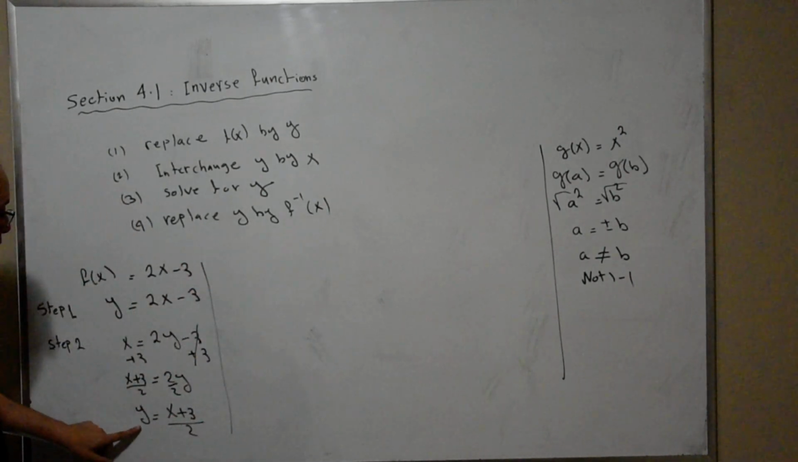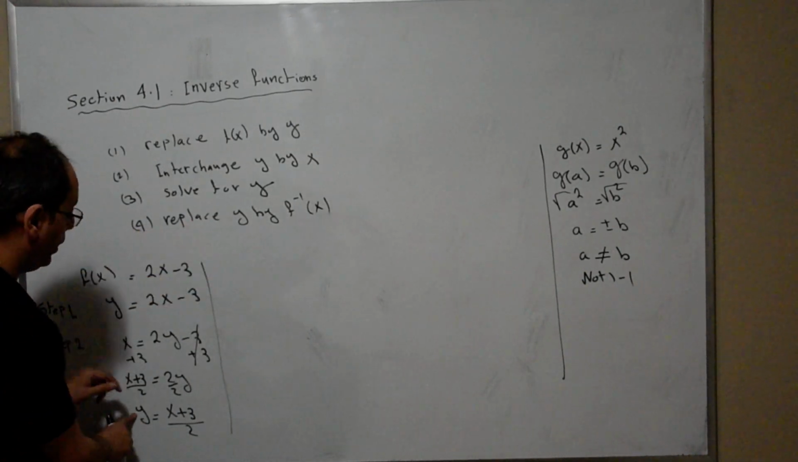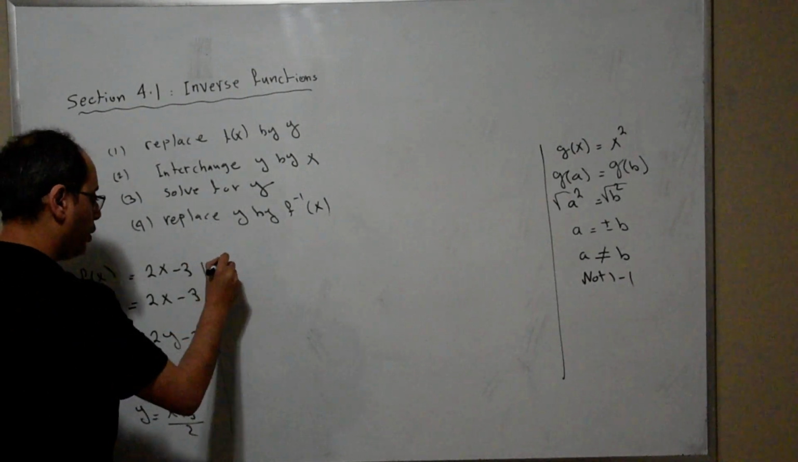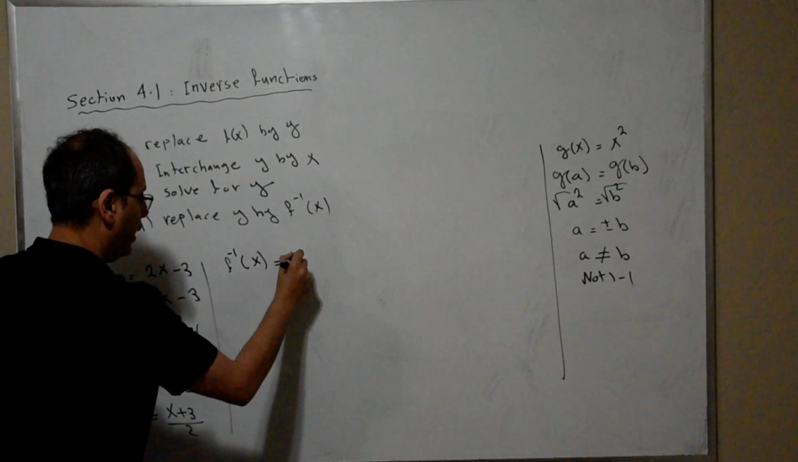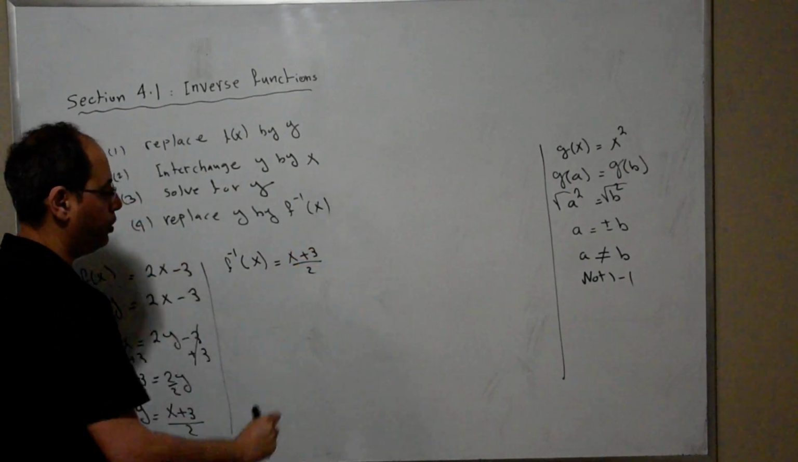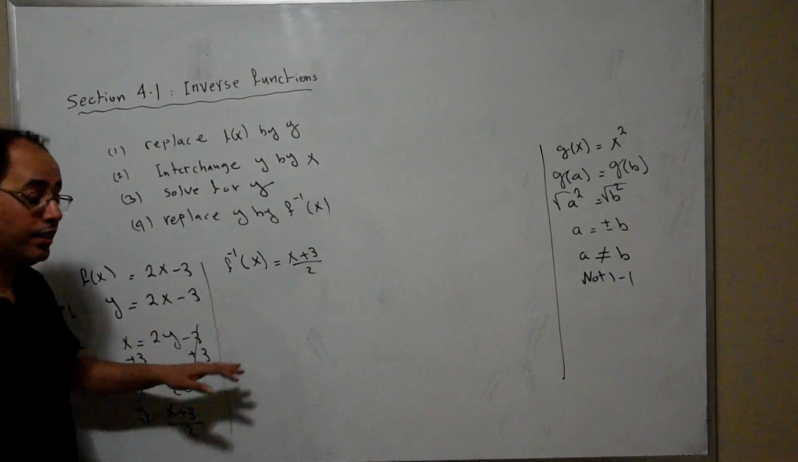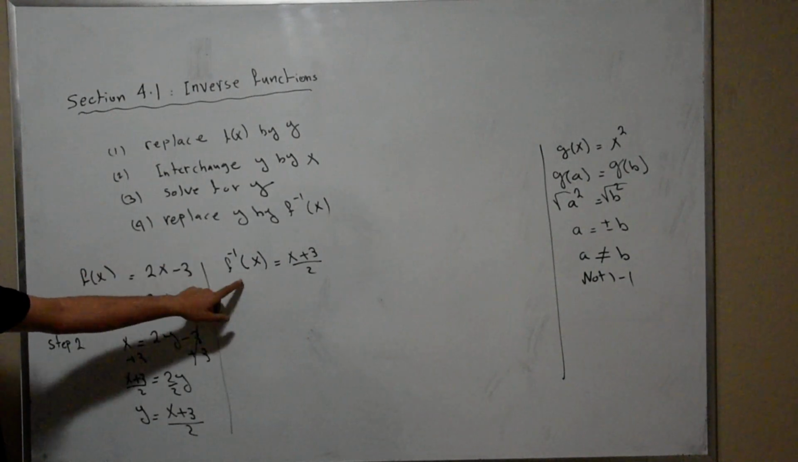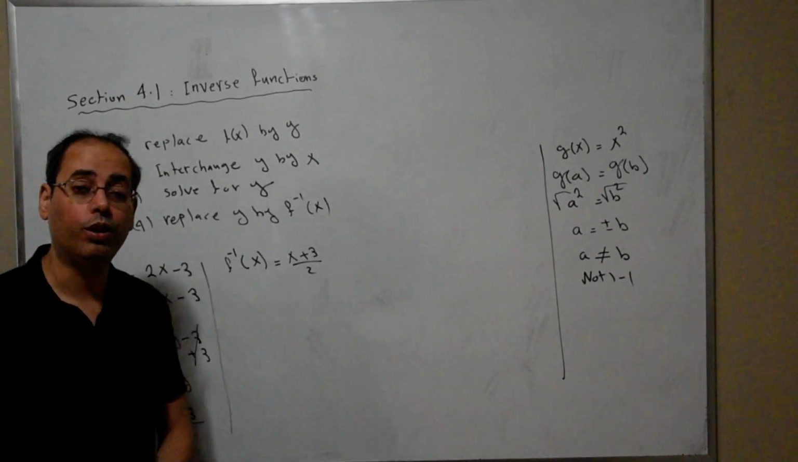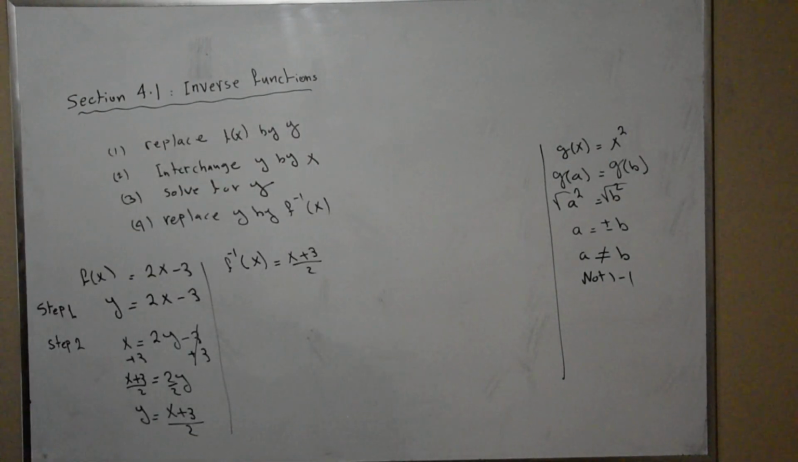Therefore, the last step is to replace y by f inverse. So therefore, the inverse function is (x plus 3) over 2. Okay? And also you may test that by doing f compound f inverse and f inverse compound f, and what should we get? x. Alright, let's get another thing.